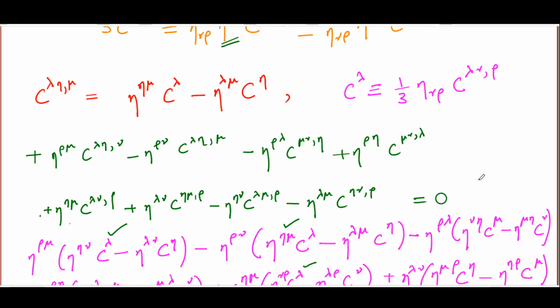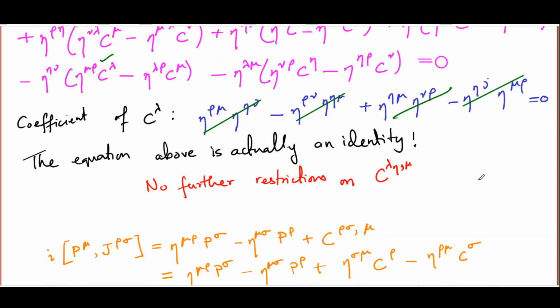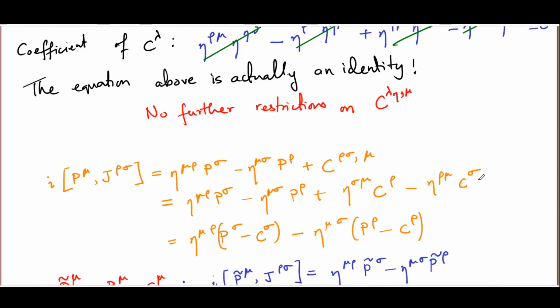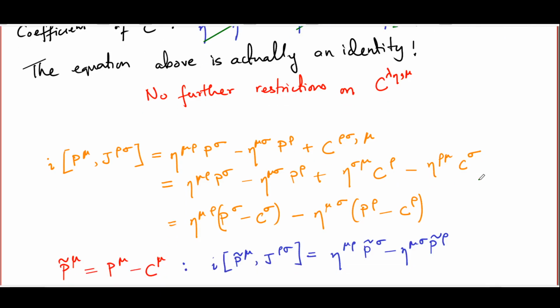Now, let us go back to the original commutation relations where these occurred. We have these commutation relations between momentum and the Lorentz generators, P mu J rho sigma commutator, which had this additional C rho sigma comma mu term. In this, let's just put in the form that we have just written down. This thing is of the form eta sigma mu C0 minus the term which you get when you interchange rho and sigma.